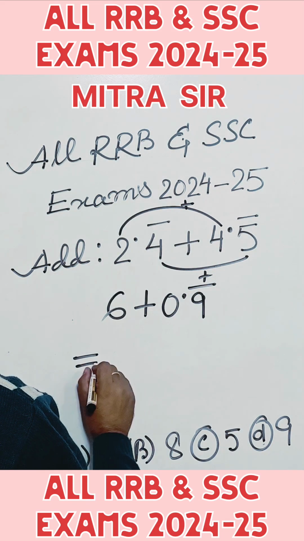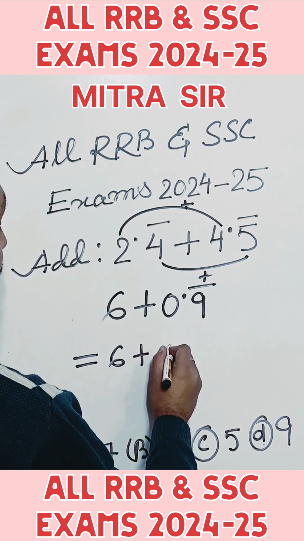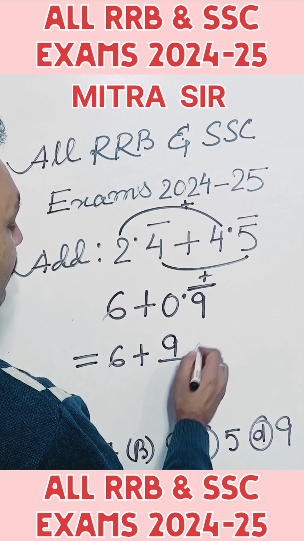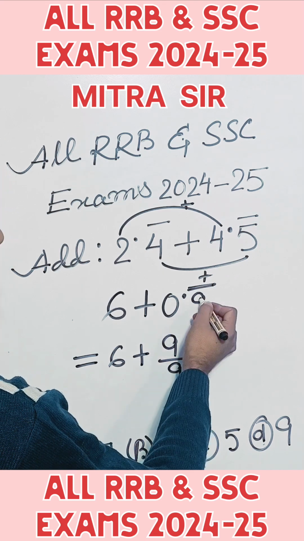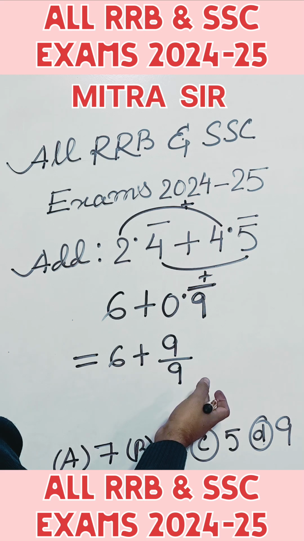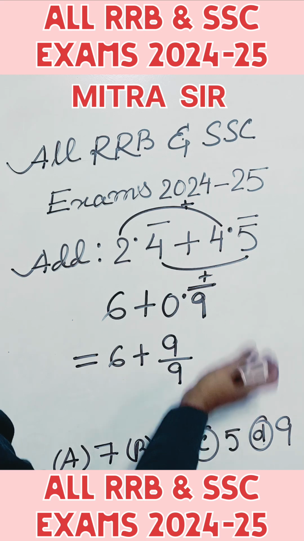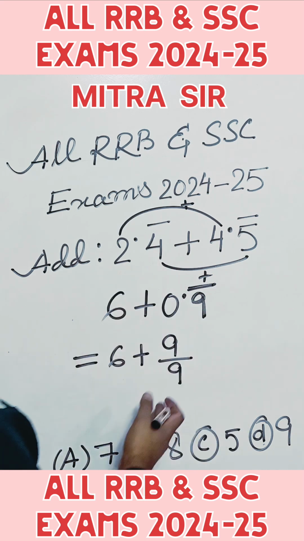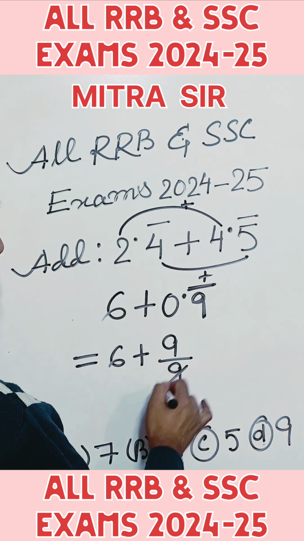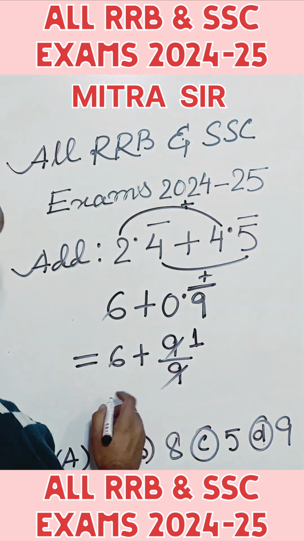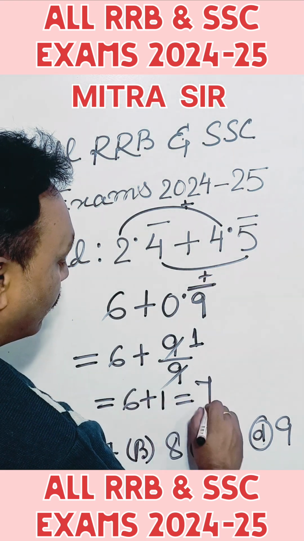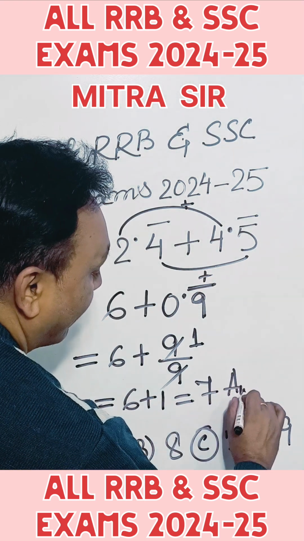So to remove the bar on 9, you have to divide it by 9. Since there is a bar on 9, you have to divide it by 9. I had already explained these things in my previous videos, so you can check them if you are new to my channel. Now if I cancel it, it will give you 1, so that is 6 plus 1, that gives you 7. 7 is the correct answer.